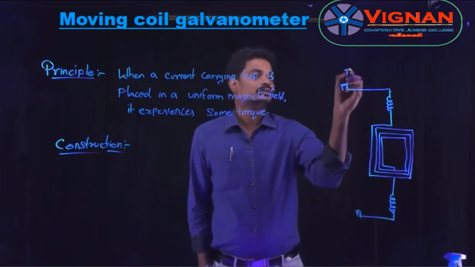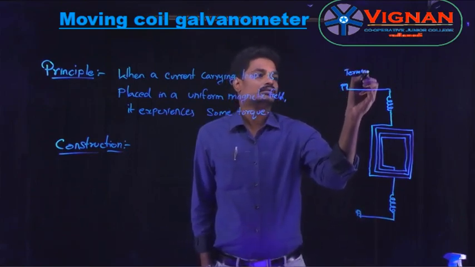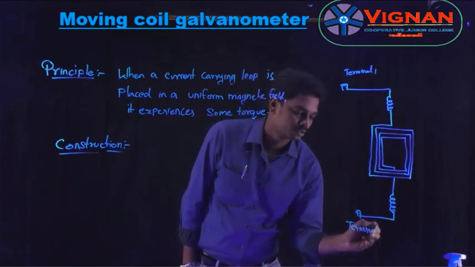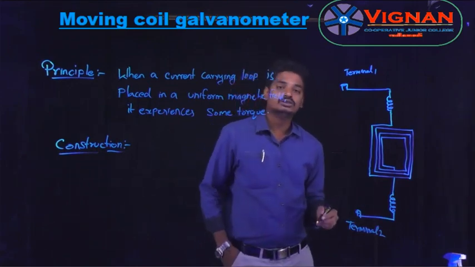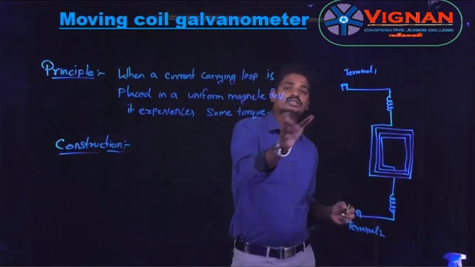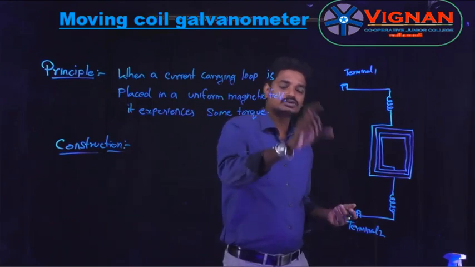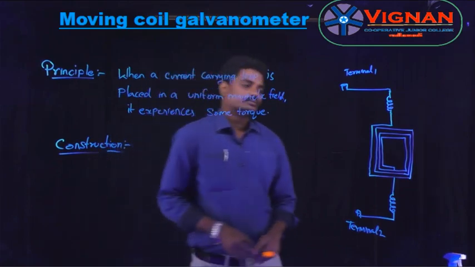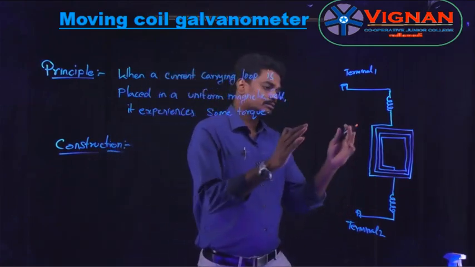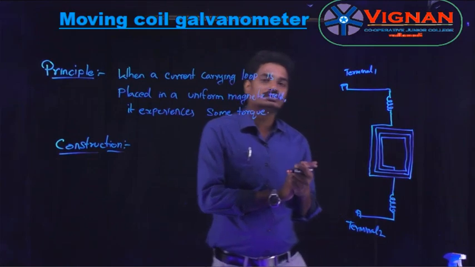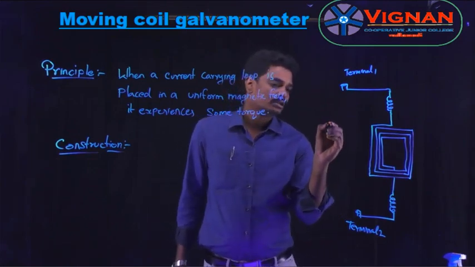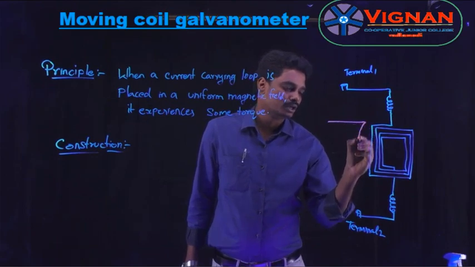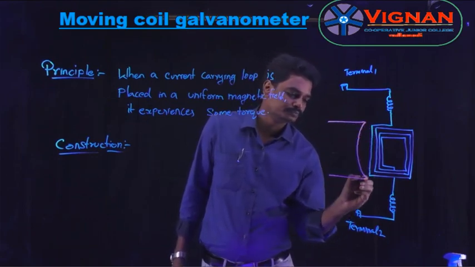This is terminal 1, this is terminal 2. These terminals are used to connect the galvanometer to the circuit. Now, this rectangular loop is placed in a uniform magnetic field. So it is placed in between the two permanent magnetic poles which are concave in shape, in this manner.